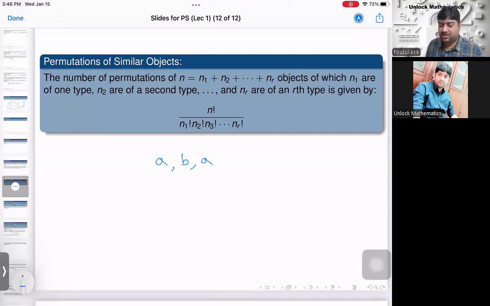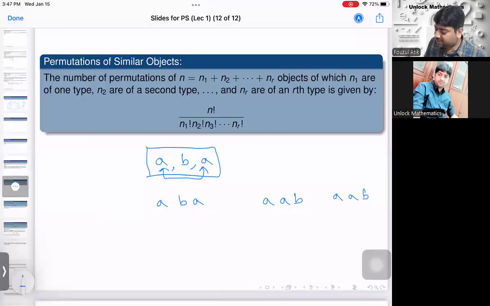Correct? Now look at this. Although there are 3 objects, among them 2 are similar objects, A and A. Right? So in this case, if you do A, B, A, this is one kind of arrangement. A, B, another one. But you have taken the third one first, the first one second, and the second one third. But these two are the same, right? Because you have the similar kind of object.